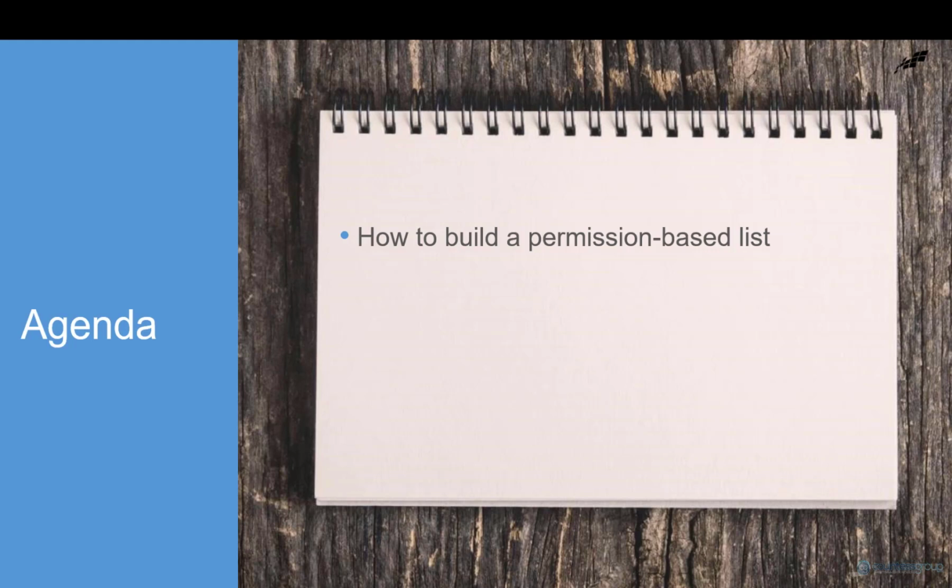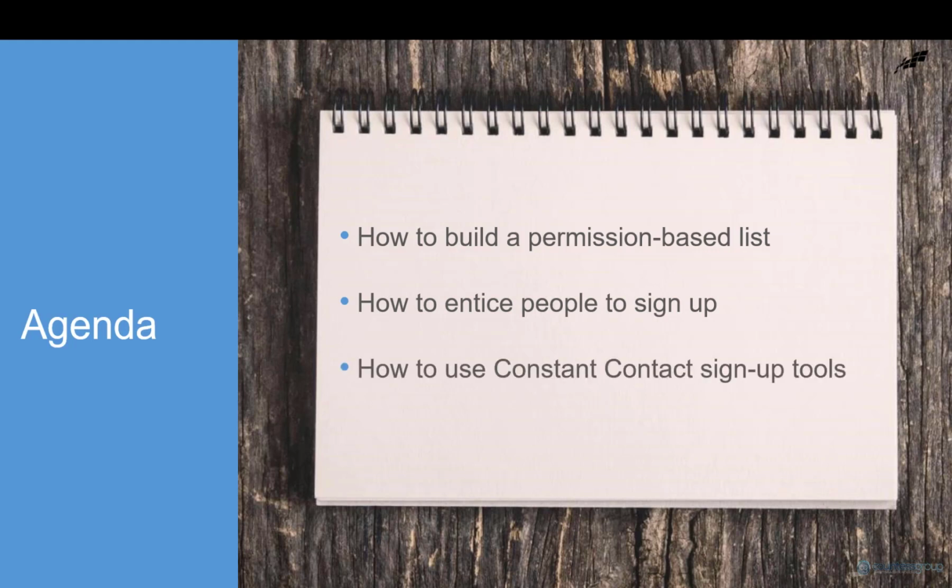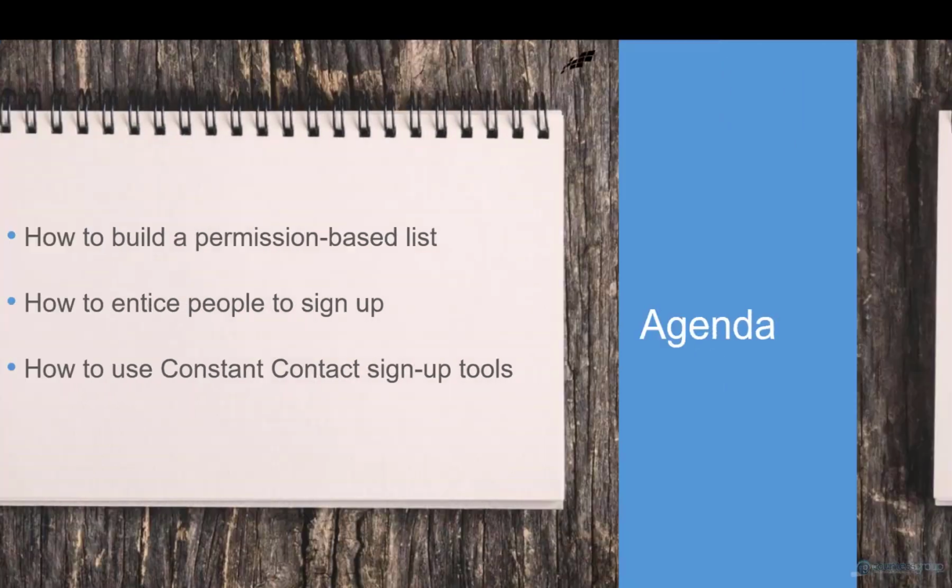So let's take a look at our agenda and see more specifically what I'm going to cover today. I'm going to start out by talking about why a permission-based list is important and how to get permission. Then I'm going to talk about how to entice people to sign up. And then lastly, I'll talk about how to use the sign-up tools in Constant Contact. And by the way, if you're using another service, that's okay too. You'll learn as well, so that you'll have all the information you need to grow your list after this session.